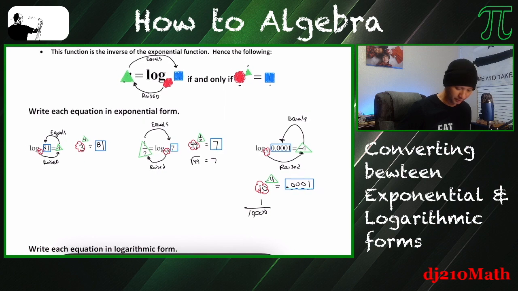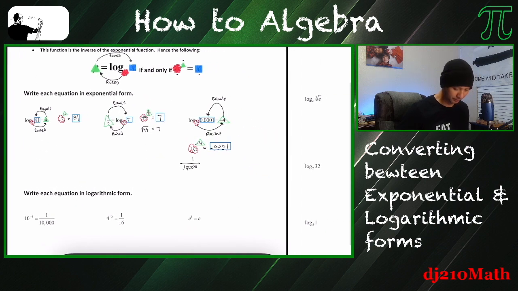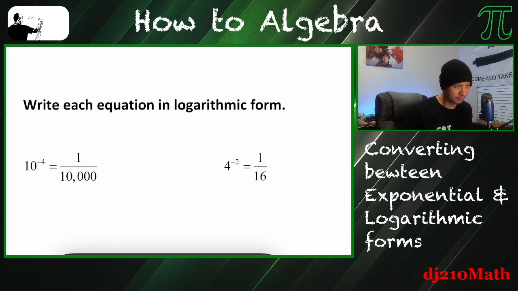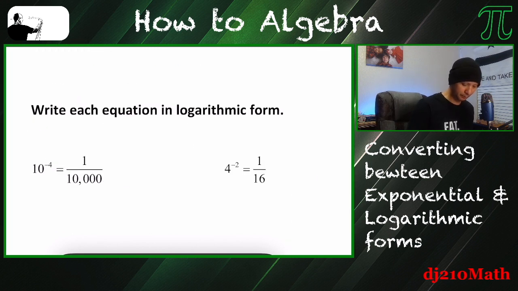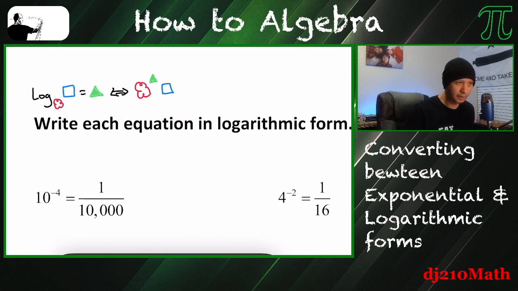Okay, so now let's go the opposite direction. So now we have an exponent and we want to write it as a log. I can write it up here so I don't have to keep zooming out. All right, the little double-sided arrow means "if and only if." It means you can go back and forth.